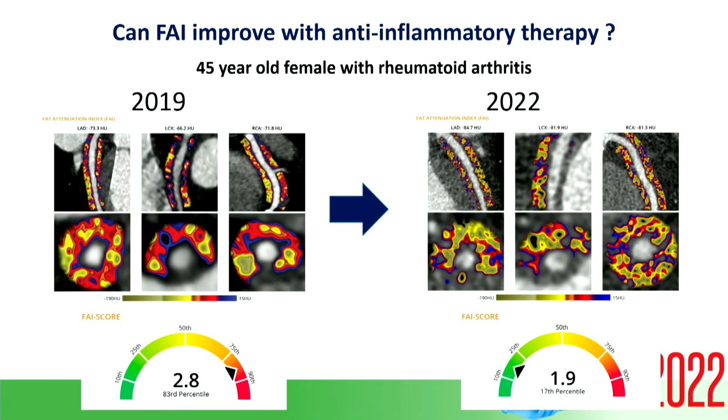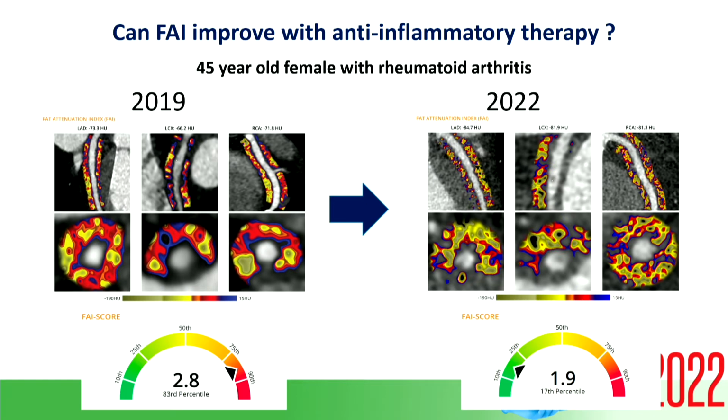So the next question I would ask, well, can this score, and you're about to hear a whole lot more about this score, can it actually improve with anti-inflammatory therapy? And this is a very telling case from our institution. I would say none of these cases were used clinically, but this is an area that we're very interested in. Specifically, this is a 45-year-old female with rheumatoid arthritis.